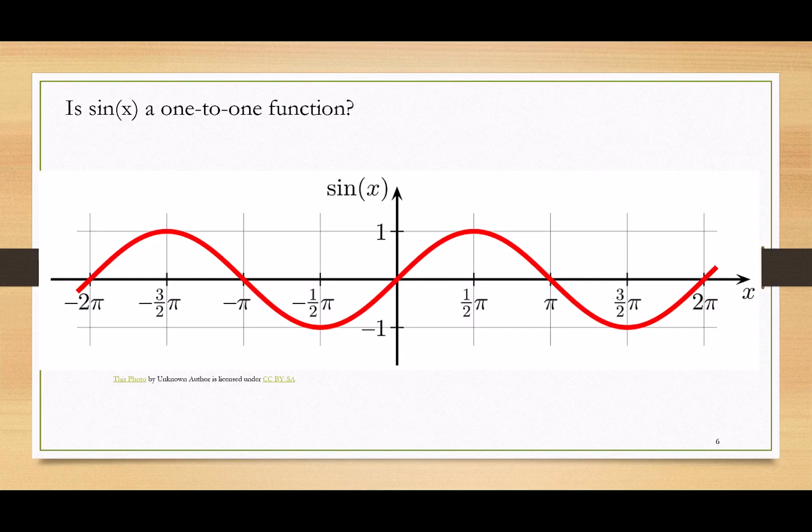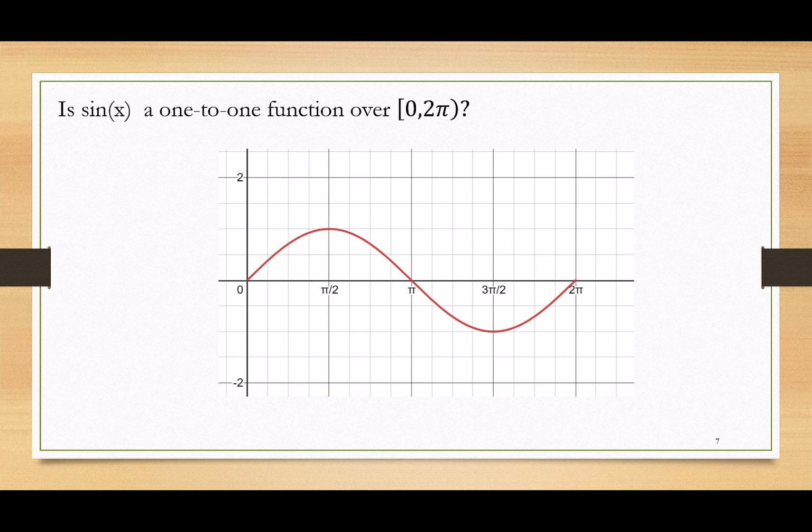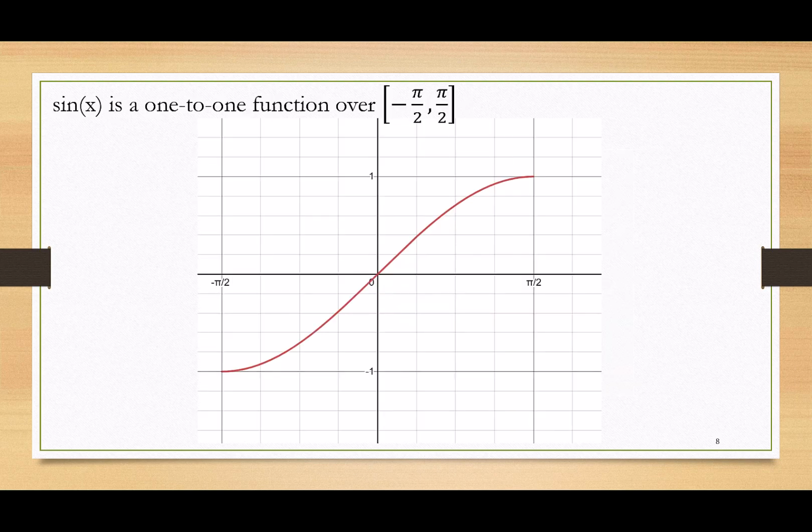Take a look at the graph of sine x. Is this a one-to-one function? Using a horizontal line test, we can see that the answer is no. I can see multiple points where the horizontal line crosses the sine function. What if we restrict sine to just one full period of sine? This graph looks at sine x over 0 to 2 pi. Once again, if I put in a horizontal line, we can see the horizontal line crosses the graph at more than one point. Sine of x is a one-to-one function over the interval -pi/2 to +pi/2.